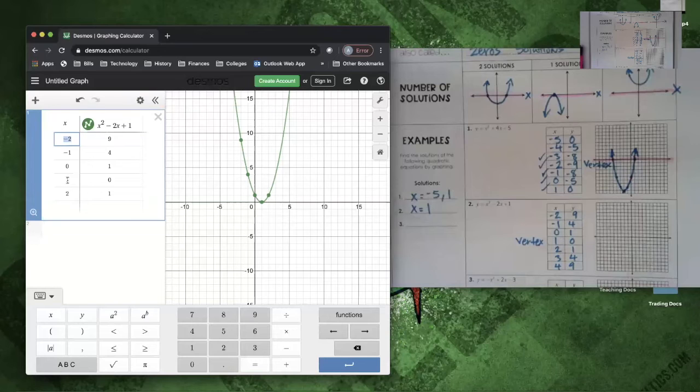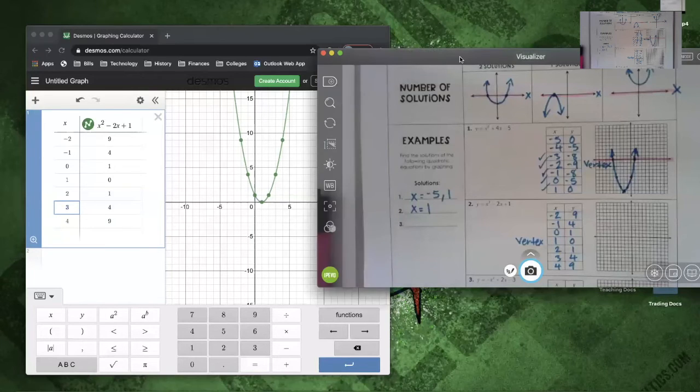So 1, 0, we said, is the vertex. So I want the 3 points above it. That's how I got 0, 1, -1, 4, -2, 9, and then the points below. And you can actually go down and type in the points, which is really cool, at least cool to me anyway. Then you have all of your points and you can graph them, and the points show up on the parabola as well.